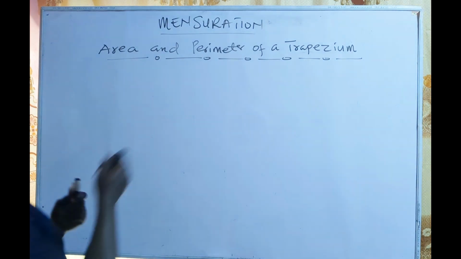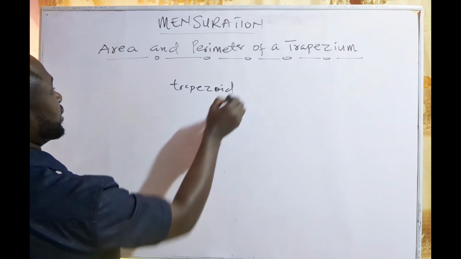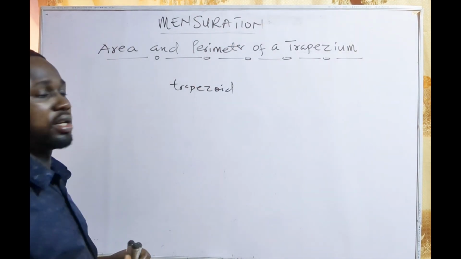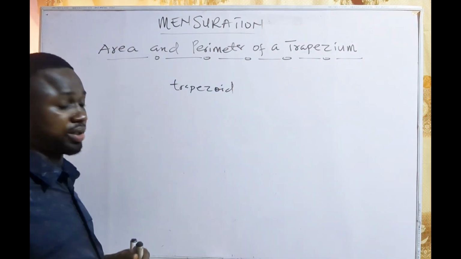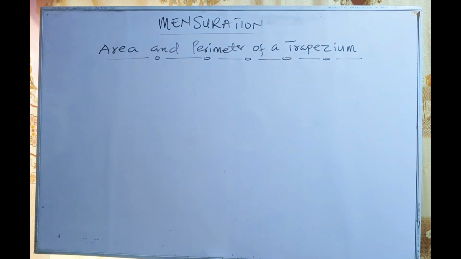Okay, so when you see the word trapezoid, it's also the Americans that normally use the word trapezoid. Okay, so we are going to look at the area and perimeter of a trapezium. What is even a trapezium?